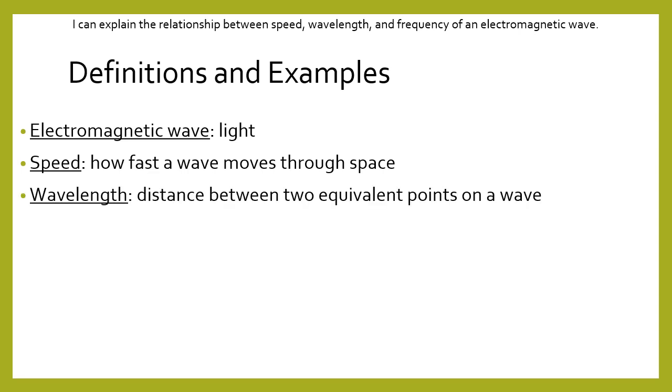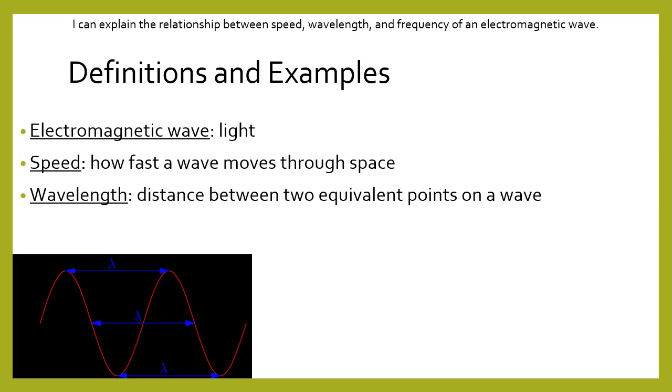The wavelength of a wave. This is the distance between any two equivalent points on a wave. So here is a picture of how we might depict a wavelength. You'll notice here this red line represents our wave, and then these blue arrows with this funny looking symbol, kind of looks like an upside down letter Y. It's actually the Greek letter lambda that is often used to denote wavelength in science.